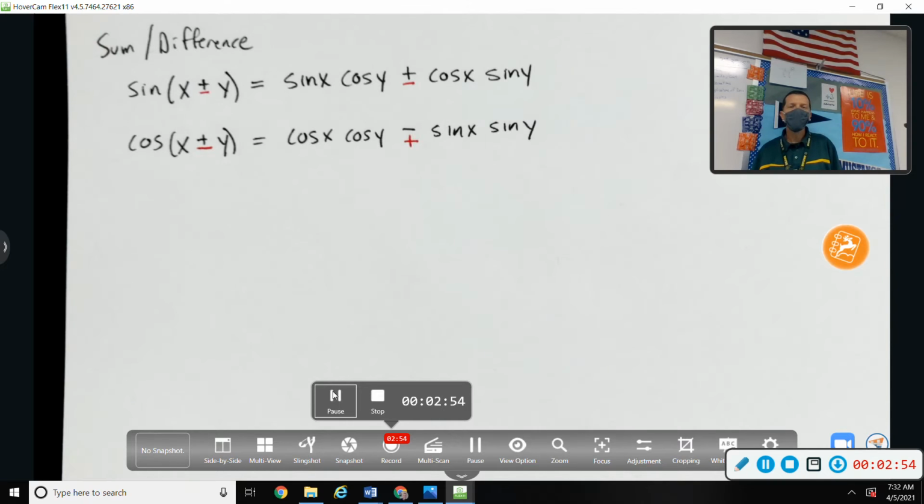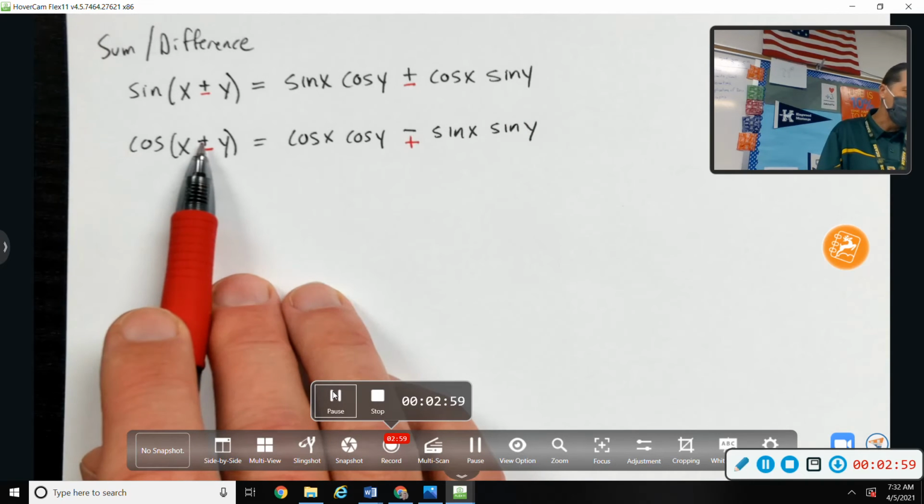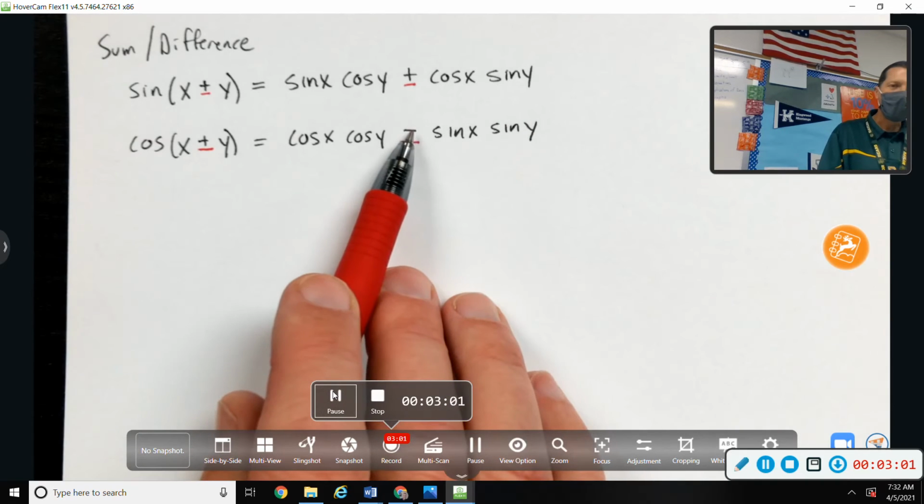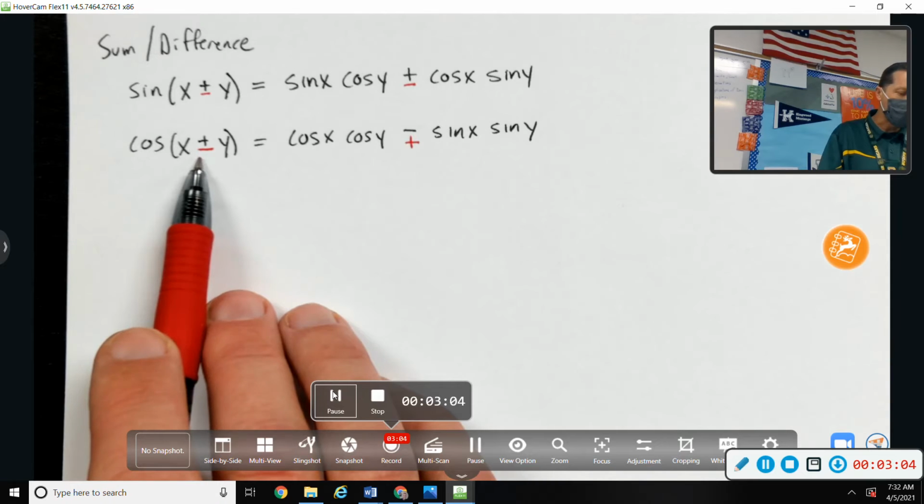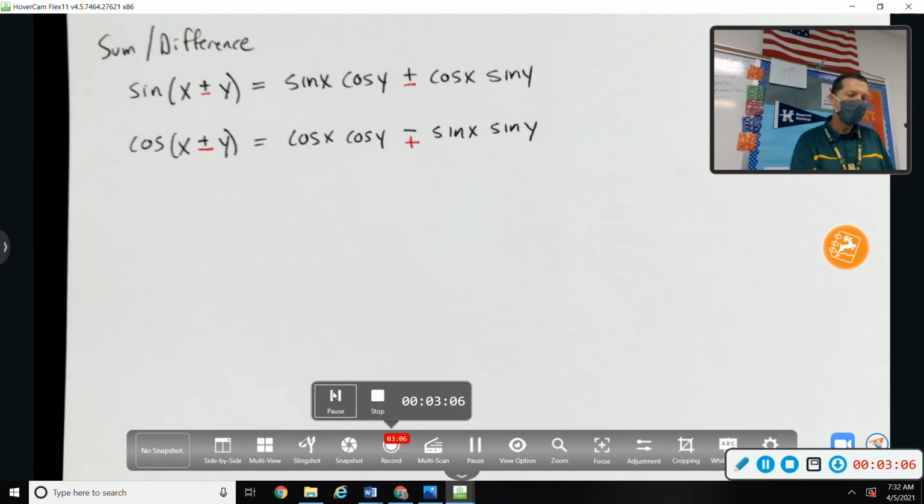I hope this isn't confusing. Like, you use one of the signs. If it's cosine of x plus y, that means you're using the top sign, so use the top sign. If it's cosine of x minus y, you're using the bottom sign, so use the bottom sign.